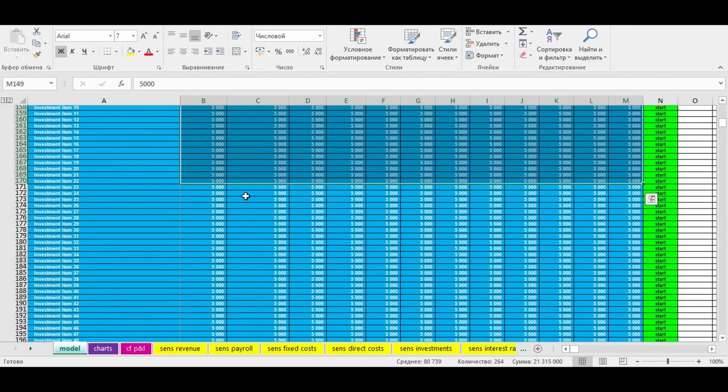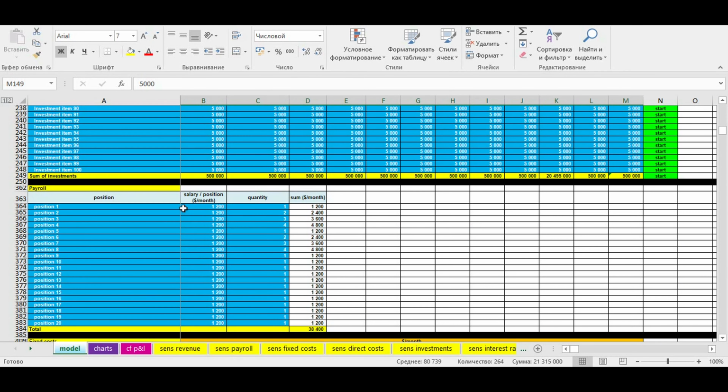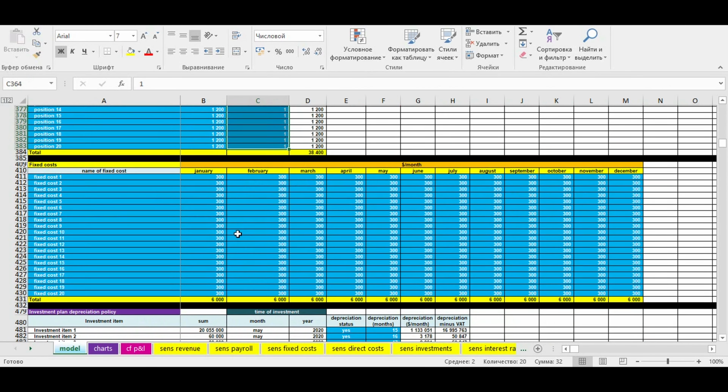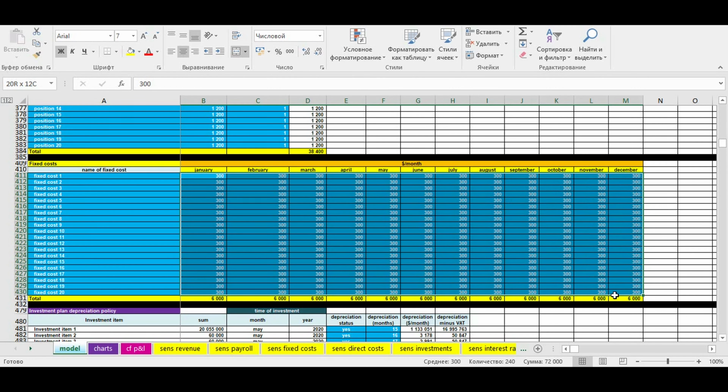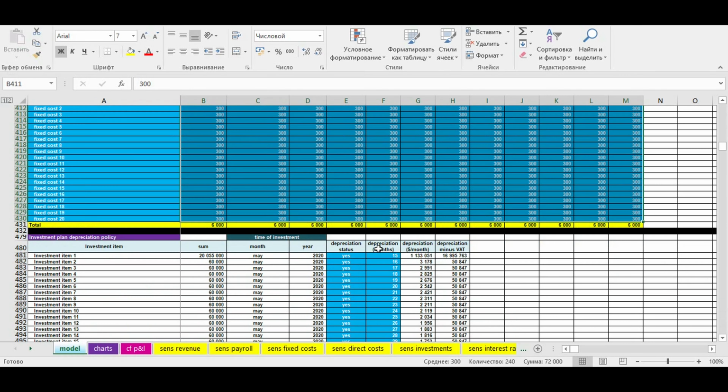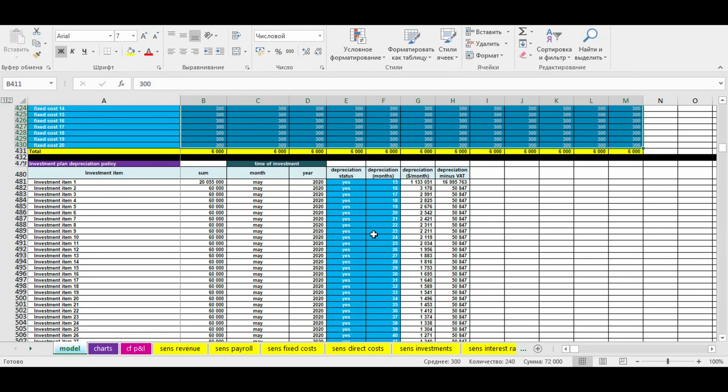Then, we have a payroll table where we mention salaries, positions, and the amount of people on each position. Our hotel may also have some fixed costs which can be specified here. We've marked a typical year where you can put your fixed costs even if they have some seasonal fluctuations. Going ahead, we also have a depreciation table. If we have a depreciation for the investment item, we can set a depreciation status and specify the period of depreciation in months.